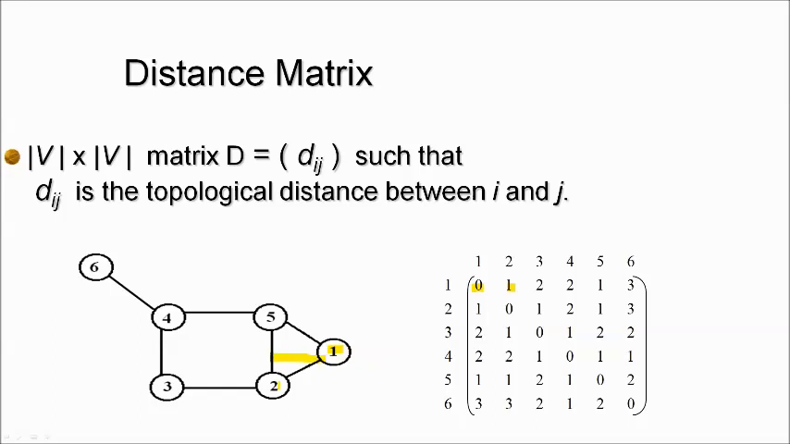We have 2 nodes. Okay, that's why we have 2. So that's the topological distance. How many nodes is the distance between the vertices or the vertex? That's how you're going to read the distance matrix.